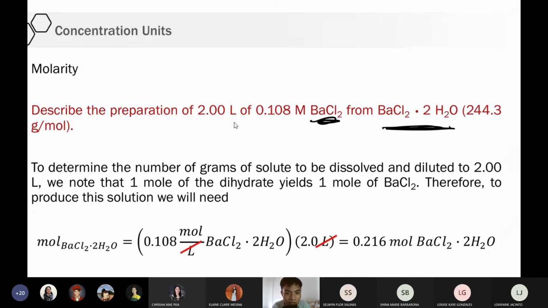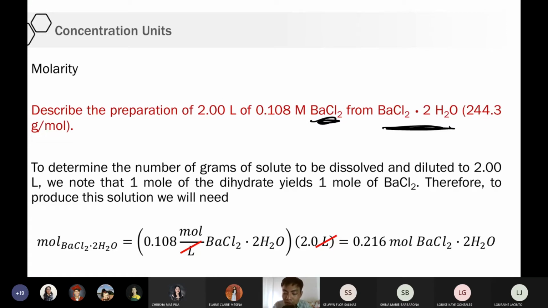Paano nyo malalaman na 1:1 yan? Tingnan mo lang yung formula. Sa formula na to, ilang BaCl2 makikita nyo? May coefficient ba yan? Wala. Isa lang naman. So, that means kung ano yung mole ng BaCl2 na kailangan, ganun din yung moles ng BaCl2·2H2O yung kailangan. That is suggested by the formula naman. So 1:1 lang yung ratio nila because the formula is similar. Nadagdagan lang ng 2H2O.